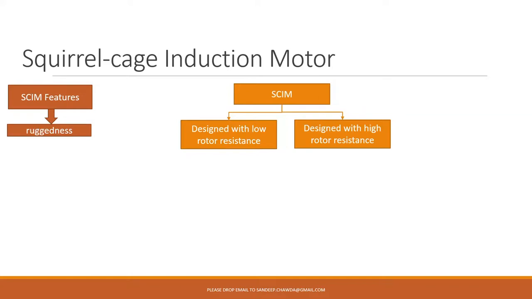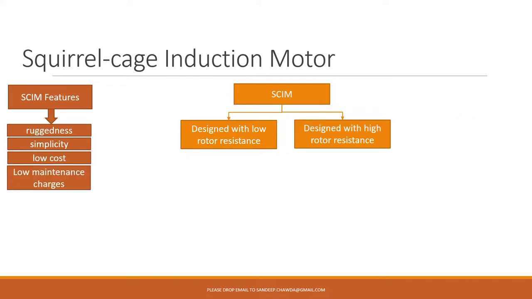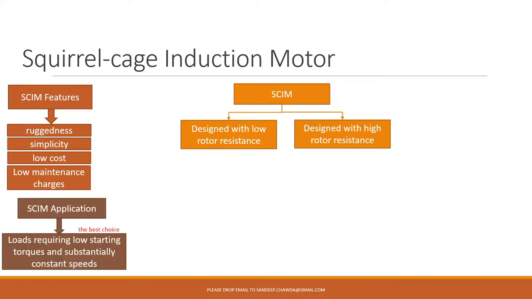So the first feature, we know that its construction is rugged, robust construction. So it is a feature. Simplicity in construction, that is again a simple motor, you could say. Cost is low and low maintenance charges. So these are certain features. Depending upon these features, you can identify its application where it can be deployed or used. So particularly this motor could be used depending upon its features.